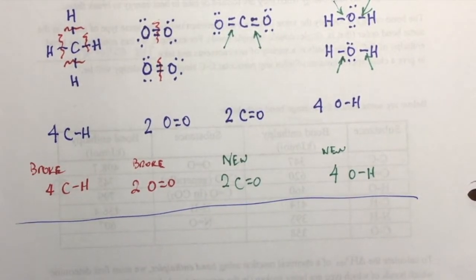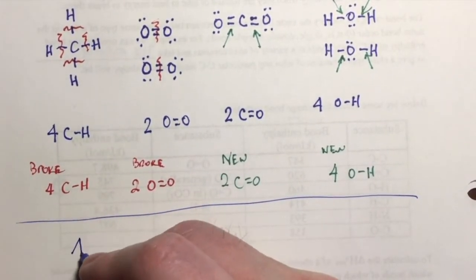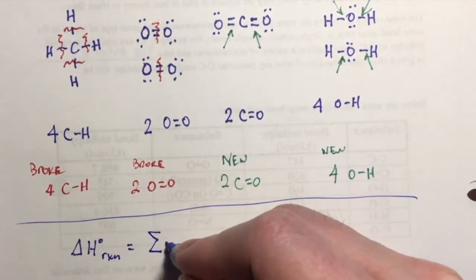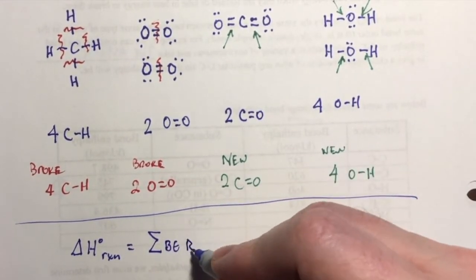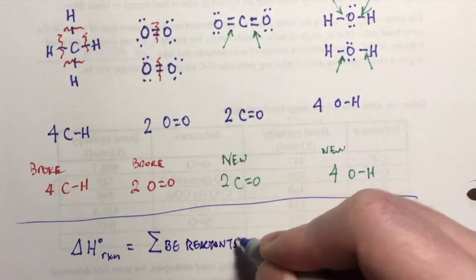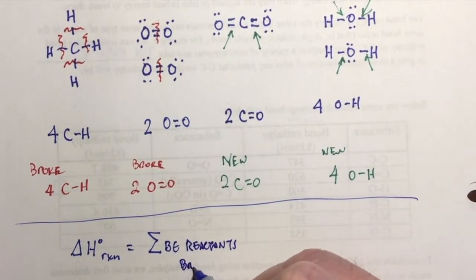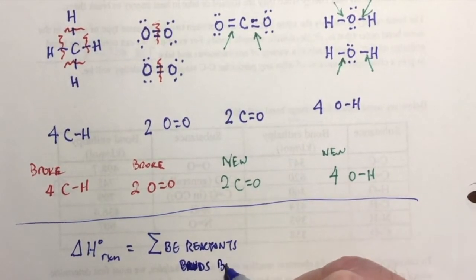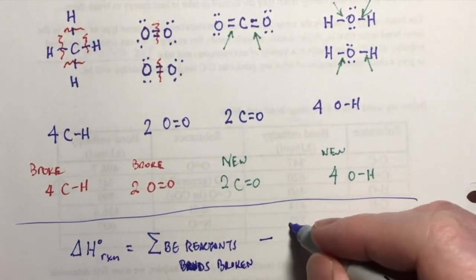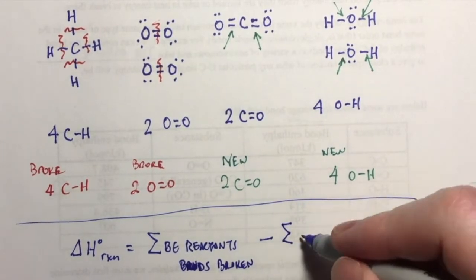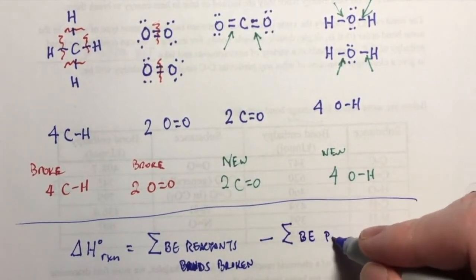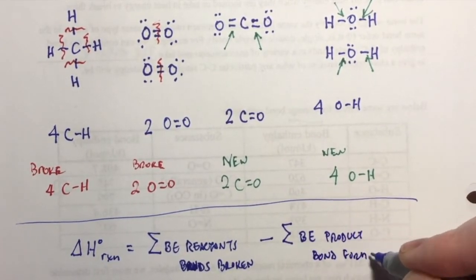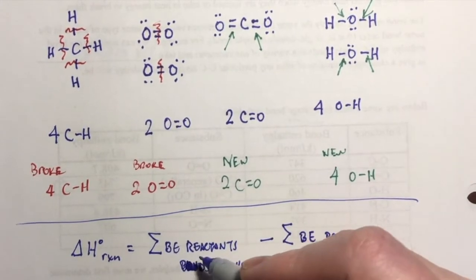Now we get to our equation. We know that the delta H for this reaction equals the sum of the bond enthalpies for the reactants' bonds broken, minus the sum of the bond enthalpies for the product bonds formed. Okay, the bonds, okay.